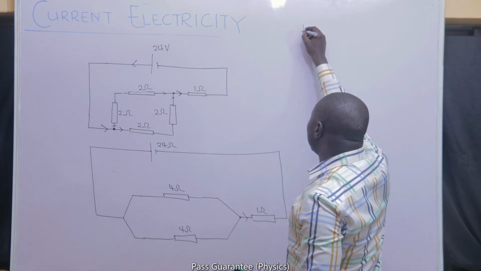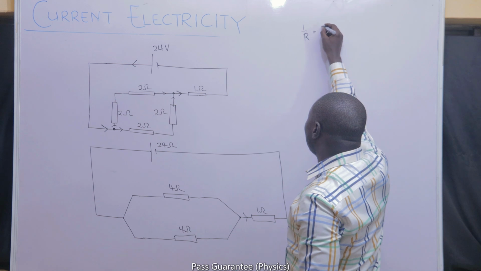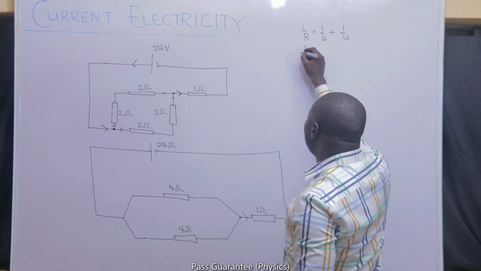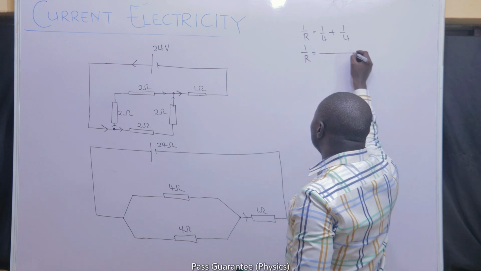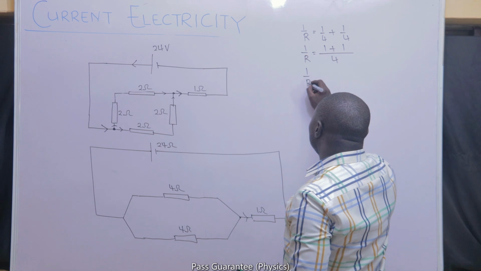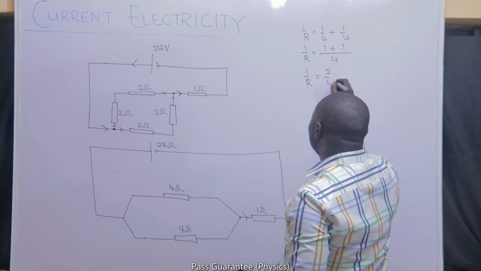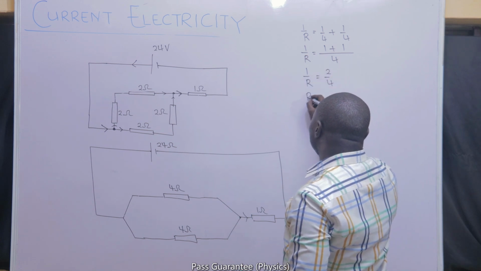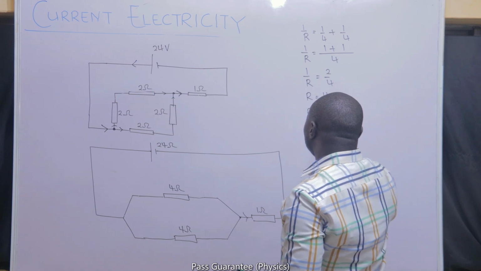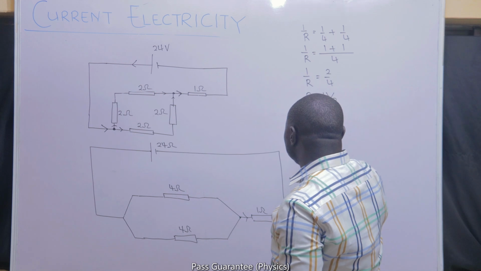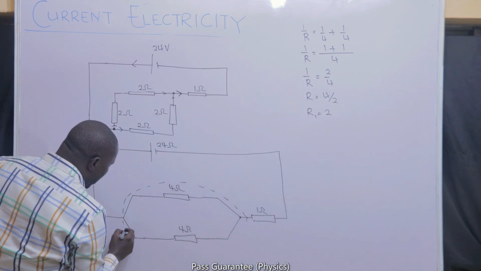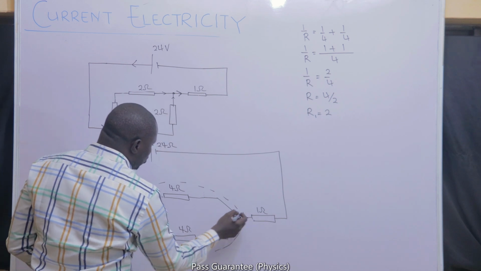So if I want to find the total resistance, 1 over R is equal to 1 over 4 plus 1 over 4. So 1 over R is equal to 1 plus 1 all over 4, which is 2 over 4. If we invert this, R will be equal to 4 divided by 2. R becomes 2. So the total resistance of the whole of this parallel connection is 2 ohms.